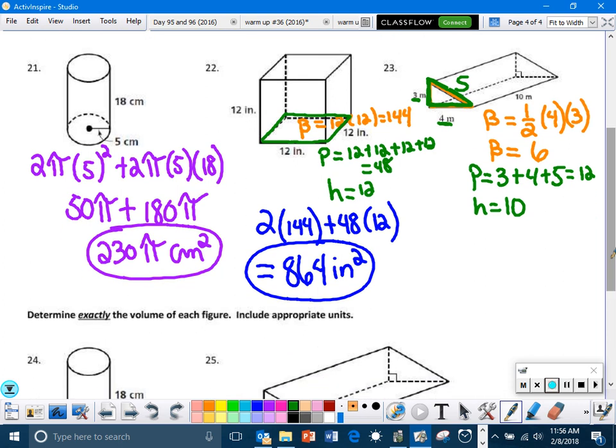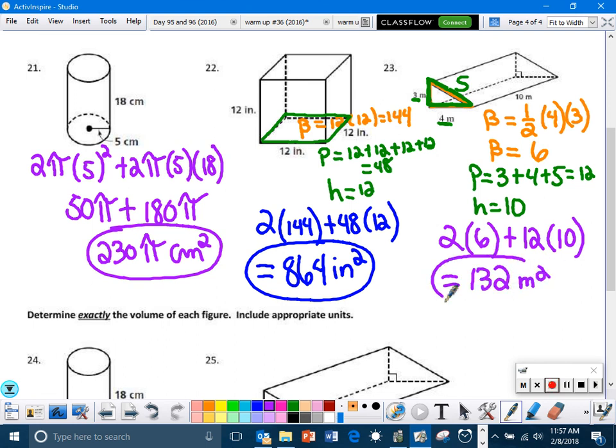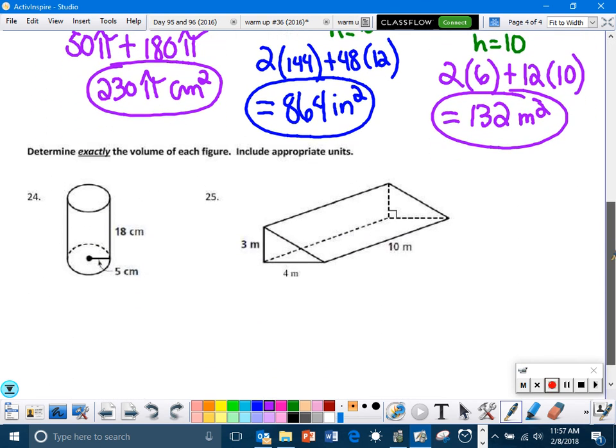All right, so now we can plug the numbers into our formula, just like we did on the last one. So we're going to go 2 times the base area, which is 6, plus the perimeter, which is 12, times the height of the prism, which is 10. And we type all that in, and we end up with 132 meters squared. Rewind and watch it again if there's something you did not understand. All right, 2 left, and then that's it for the study guide.